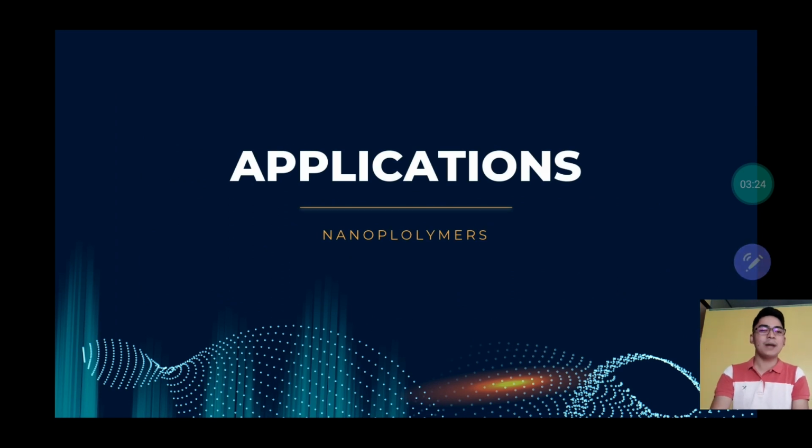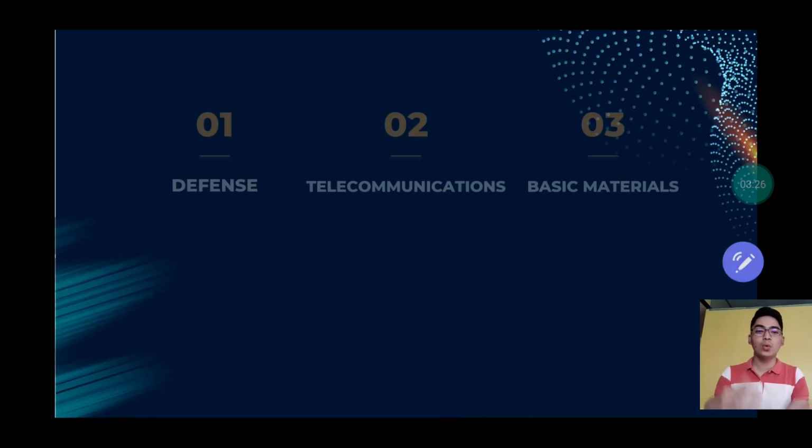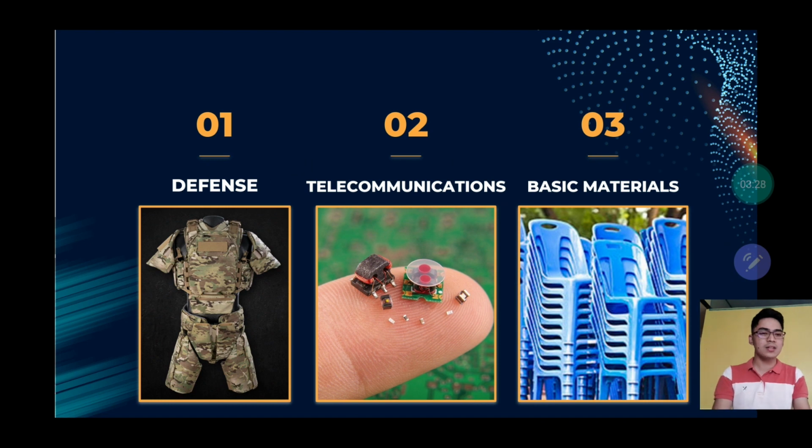And next is the application of nanopolymers. So what are the applications of nanopolymers? We have here some of the applications of the nanopolymers, which are the defense. As you can see, the ballistic protection. Next is the telecommunications. As you can see in the picture, it is a nano-sized circuit.